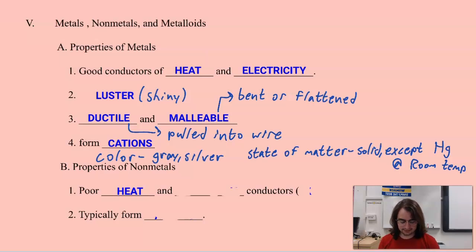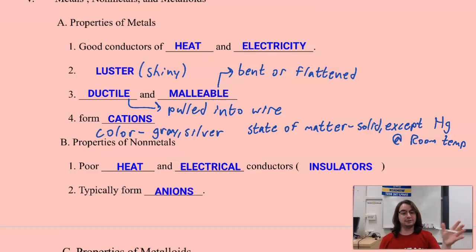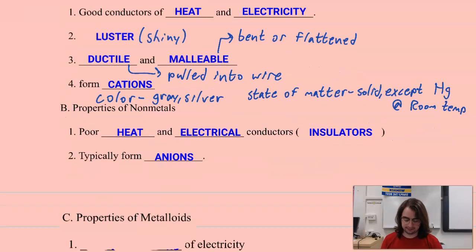All right, let's talk about nonmetals. So nonmetals are kind of the opposite completely. They're poor heat and electrical conductors, which means that they serve as insulators. An insulator is just something that does not conduct heat or electricity. They typically form anions. They are trying to gain electrons. They're not trying to give them away.